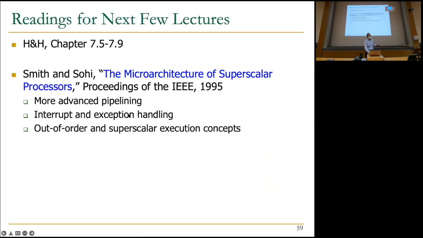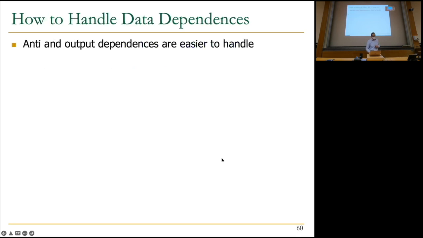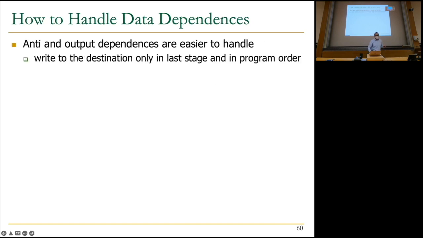So that's called data dependence handling basically. And again, your book covers it somewhat. If you want a very good treatment of it, there is a nice survey paper, an overview paper, that overviews how modern processors operate and covers it a lot more. Okay, so as I said, anti and output dependencies are easier to handle. You write to the destination register only in the last stage and in program order. That actually handles those dependencies.